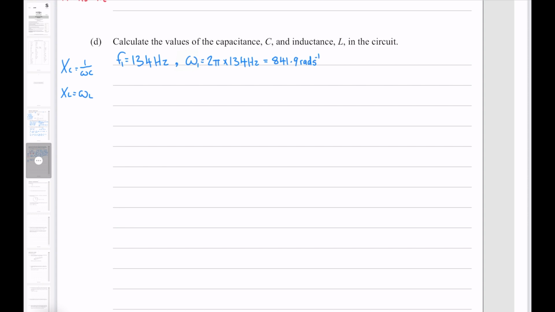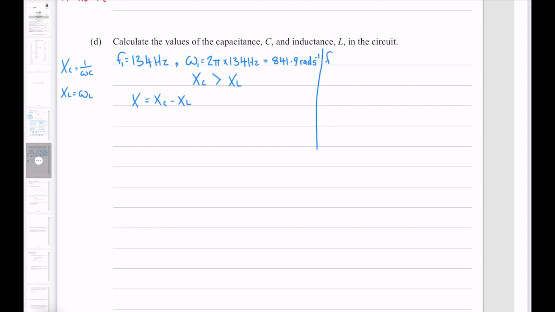And so bearing in mind that our reactances are given by these equations here, at our lower frequency, our XC is going to be greater than our XL. And so the equation for our reactance can be given by XC minus XL. We'll return to that in a moment.